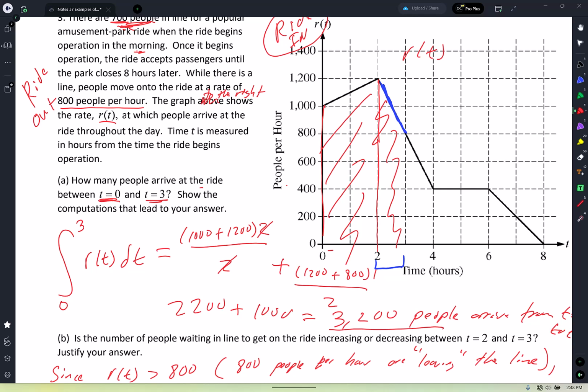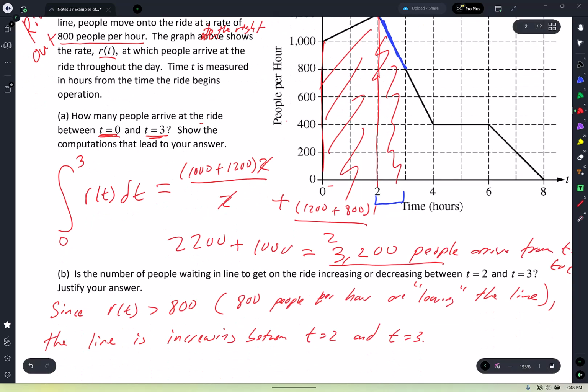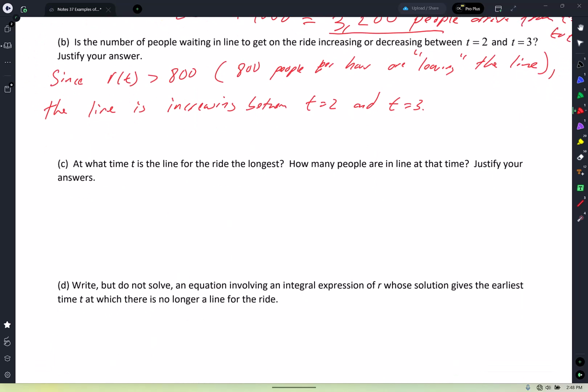Now the line is decreasing until there's no more people on the line. Maybe by this time there's no more people. We haven't figured out when there's no more people. But does that make sense? Does that make sense? Okay, so here we go. I'm going to say, let's see, how do we write it?